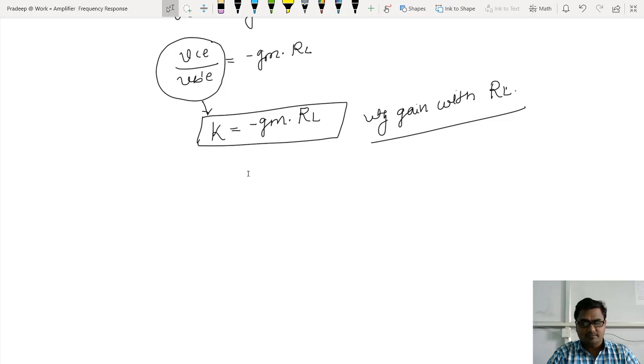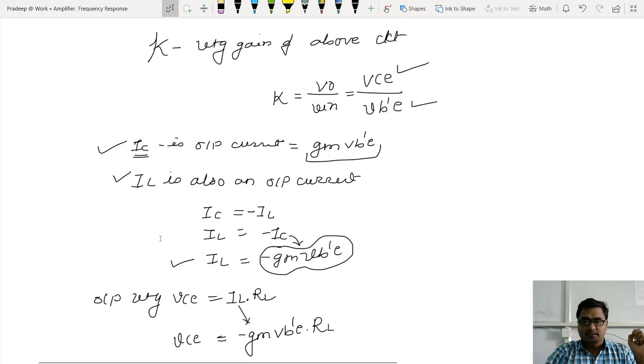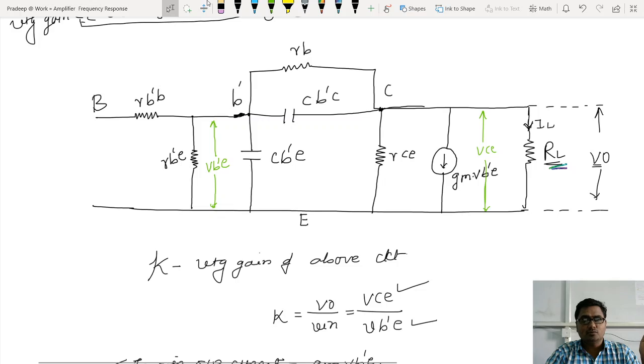see, one thing we have proved is that when load resistor is there, now what will happen if I remove that load resistor, or what will happen if I replace that load resistor with a short circuit? Is that? Let me do that. And for that again I need to copy the same thing.